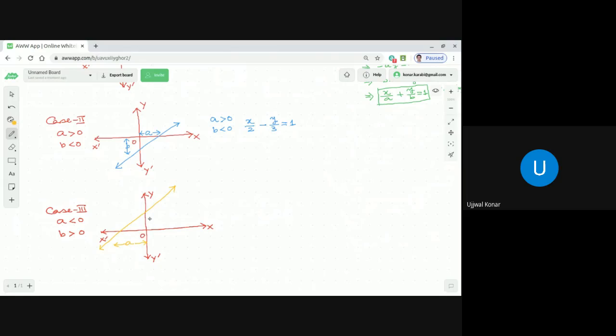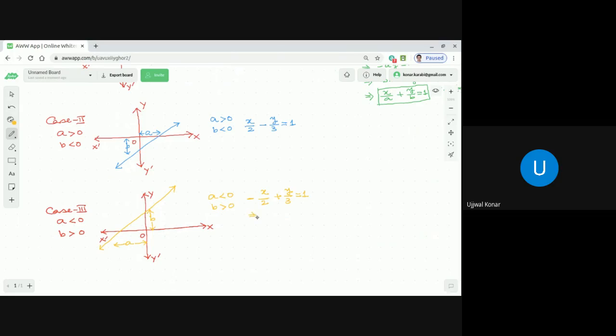But B is greater than 0 because it is above the x-axis, that is the positive side of the y-axis. So what you see here, dear students, here A is less than 0 and B is greater than 0. What will be one representative example of an equation of a straight line, where A is less than 0, B is greater than 0? That could be minus x by 2 plus y by 3 is equal to 1.